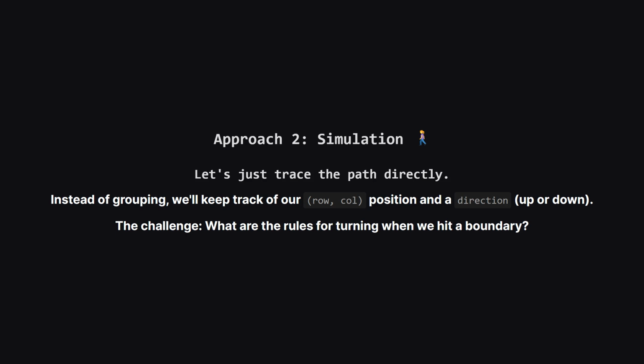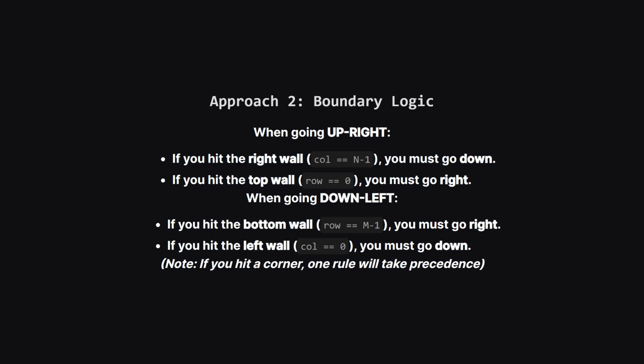Okay, on to our second method, simulation. This approach is more direct. Instead of clever grouping, we're just going to write code that mimics our finger tracing the path on the grid. We'll keep track of our current row and column, and which direction we're headed. The main challenge is figuring out the rules for turning when we hit a wall. These are the rules for turning.